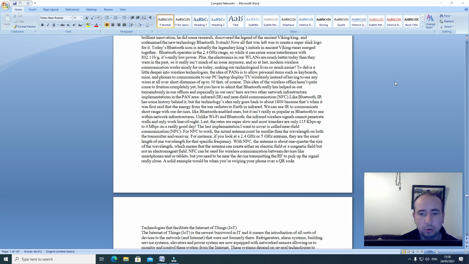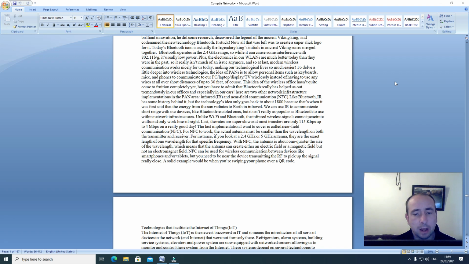Here are two other network infrastructure implementations in the PAN area: infrared and near field communication. Like Bluetooth, infrared has some history behind it, but the technology's idea only goes back to about 1800, because that's when it was first said that the energy from the sun radiates to the earth in infrared. We can use infrared to communicate short range with our devices like Bluetooth enabled ones, but it isn't really as popular as Bluetooth to use within network infrastructures.